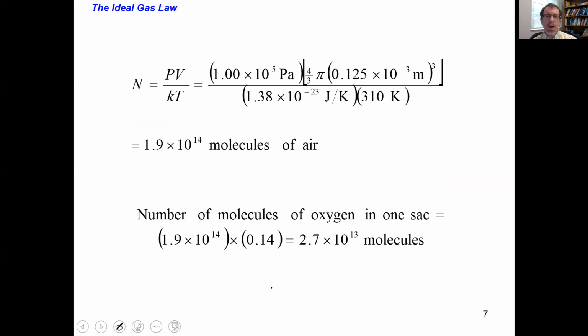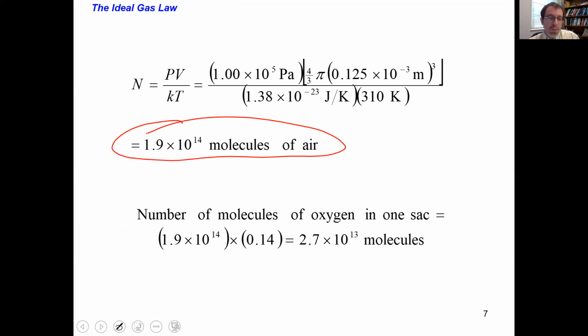We rearrange our ideal gas law equation there and isolate capital N on one side. We get capital N is equal to PV over kT. We can then plug in all of our values, keeping in mind that our volume V is 4/3 pi r cubed. All right. So we've plugged in all our values, and as a result, we get the total number of molecules of air present. It's 1.9 times 10 to the 14th molecules.